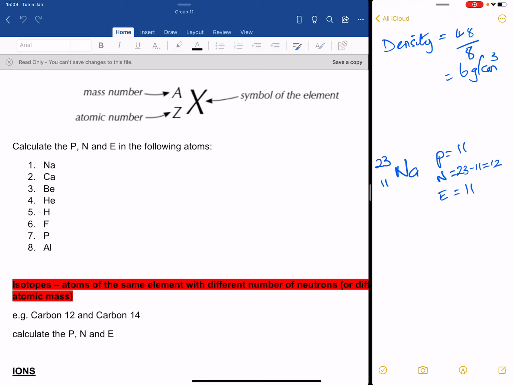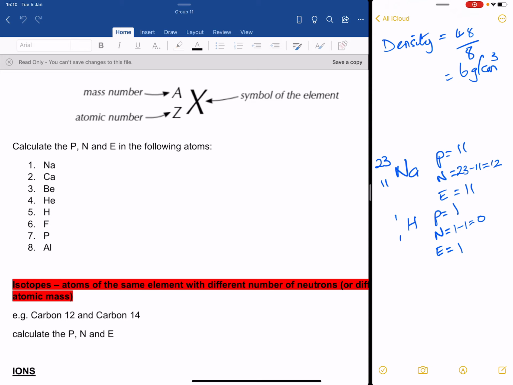If we do number 5, hydrogen, this is hydrogen. Again, if we look at the number of protons, neutrons, electrons. Protons, it's got atomic number of 1, so the number of protons is 1, which means it will have 1 electron. And it has an atomic mass of 1, so to work out the number of neutrons is 1, take away 1, which is nothing. So hydrogen does not have a neutron.